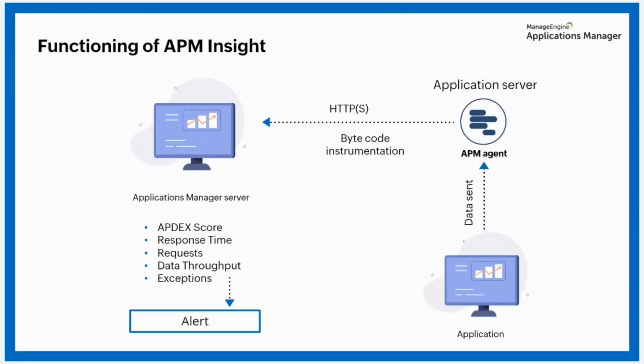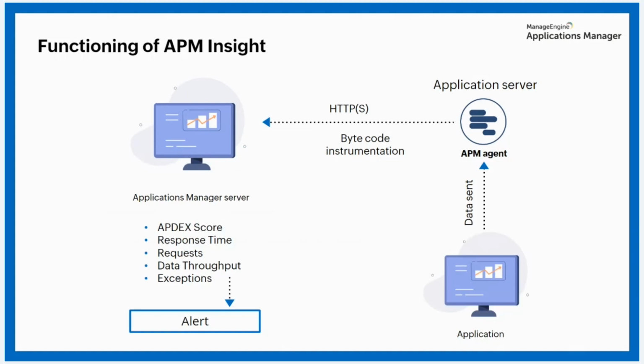This is the functioning of APM Insight. The APM Insight is an agent-based monitoring tool. The first step involves deploying the agent on the application server where the applications are running. These agents are responsible for collecting the performance data and sending it to the Applications Manager for analysis.